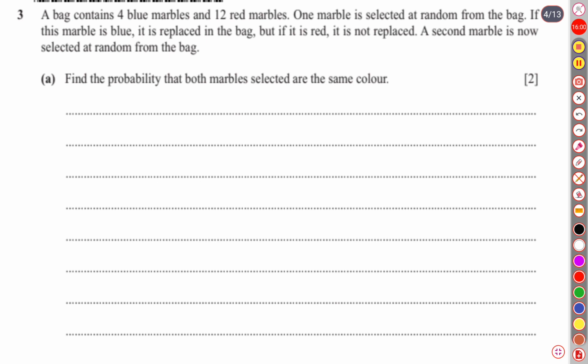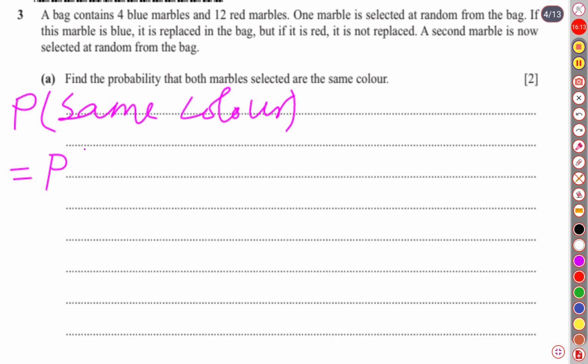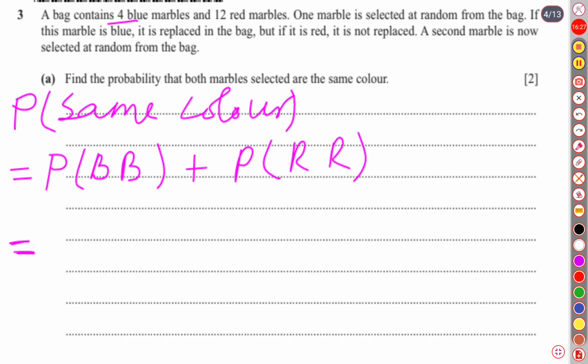So we are to find the probability of same color. For same color, what are the possible cases? There may be first one blue and second one is also blue, or first one is red as well as second one is also red. So for picking up a first one as blue marble, total there are 4 plus 12, 16. So out of 16 there are 4 marbles, so 4 over 16.